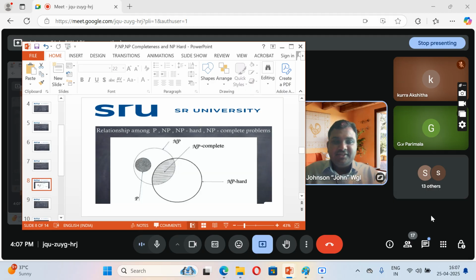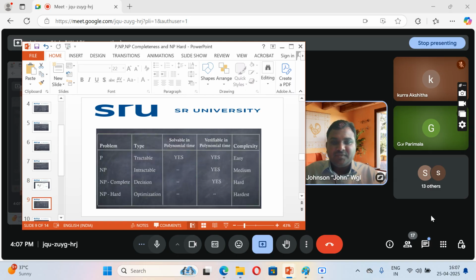Then you can see this is the diagram. This diagram explains what is P, what is NP, what is NP-hard, and what is NP-complete. P is under NP, NP-hard is separate, and we are applying the reduction. Then NP-complete is the intersection of NP and NP-hard. Then this table explains P, NP, NP-complete and NP-hard.